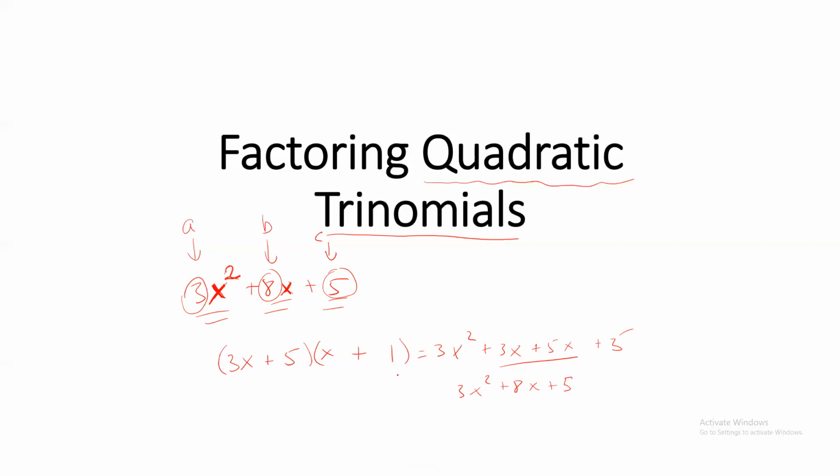So what I want you to get out of this video is to understand what quadratic trinomials are, and that we call these numbers a, b, and c. And the answer will always be in this form, a binomial times a binomial. In the next two videos, you will see exactly how we perform this factoring.